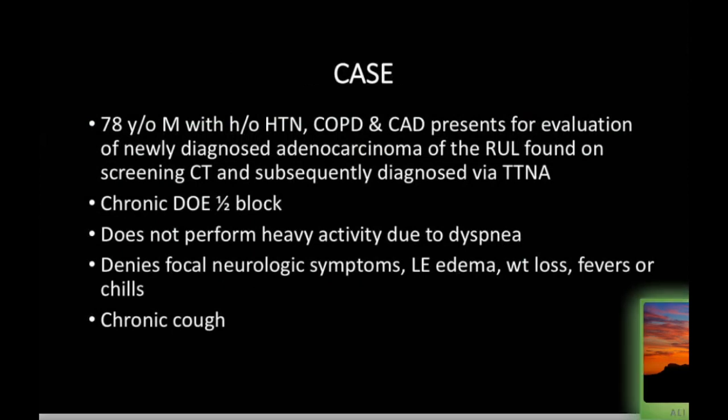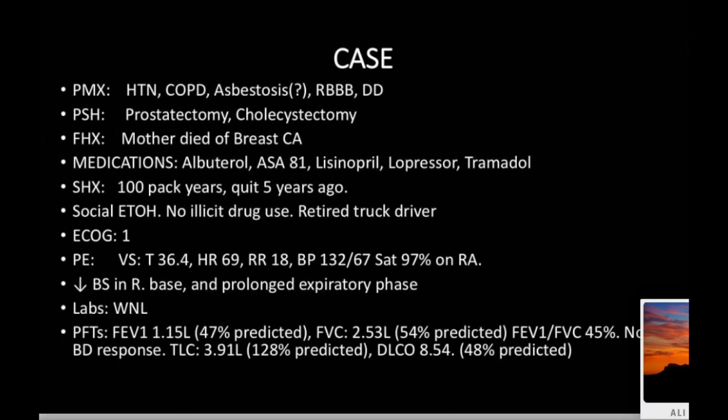So let's just start with a case. A 78-year-old man with a history of hypertension, COPD, and coronary artery disease presented with a newly diagnosed adenocarcinoma for workup of treatment. The cancer was in the right upper lobe, which was found on a screening CT, and then eventually confirmed to be an adenocarcinoma on a transthoracic needle aspiration. He has pretty significant COPD due to his very chronic smoking history. He walked about half a block. He has no other significant symptoms, such as neurologic symptoms, and no weight loss. The only other symptom he has is a chronic cough.